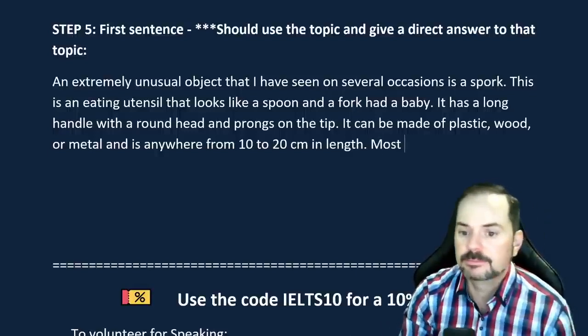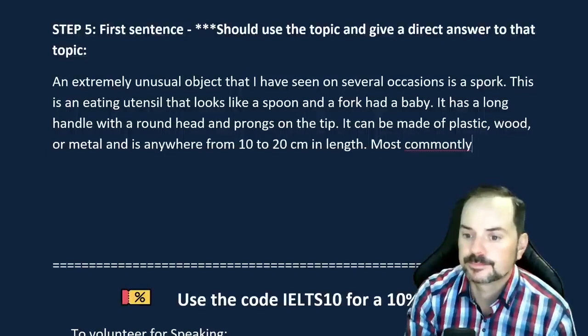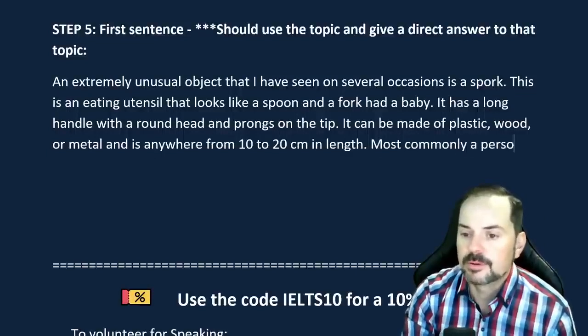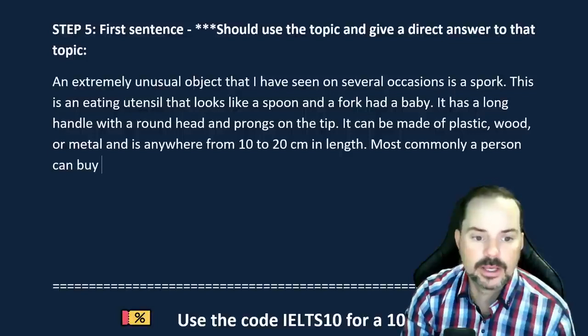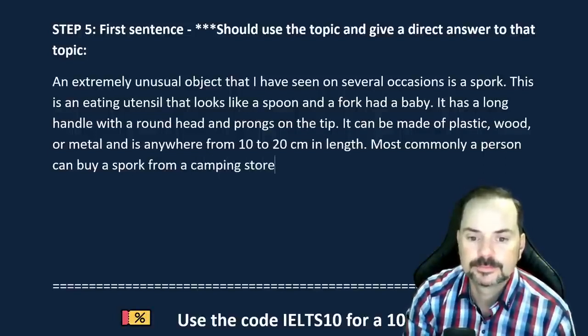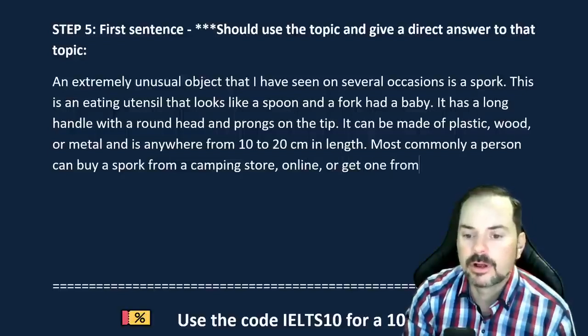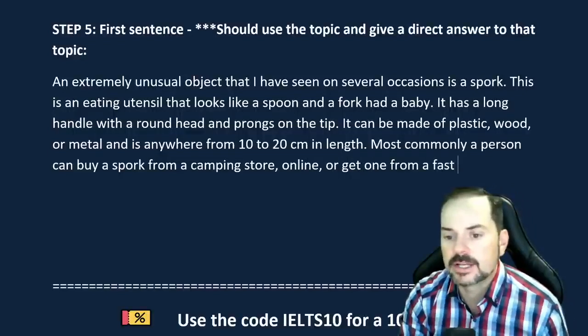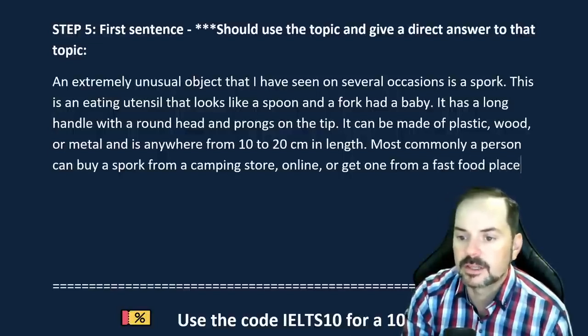Most commonly, a person can buy a spork from a camping store, online, or get one from a fast food place like a noodle house.